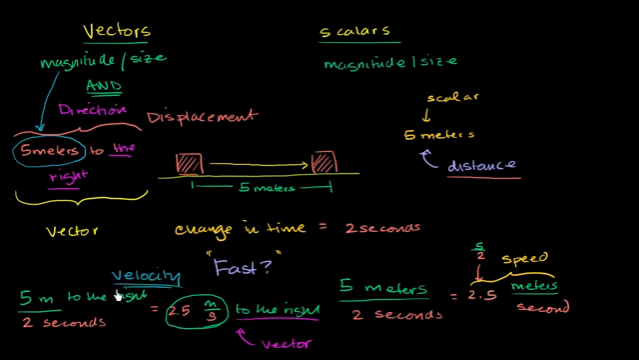So an easy way to think about it: if you're thinking about change in position and you specify the direction of the change in position, you're talking about displacement. If you're not talking about the direction, you want the scalar version, you're talking about distance. If you're talking about how fast something is going and you give the direction that it's going in, you're talking about velocity. If you don't give the direction, you are talking about speed. Hopefully that helps you a little bit.